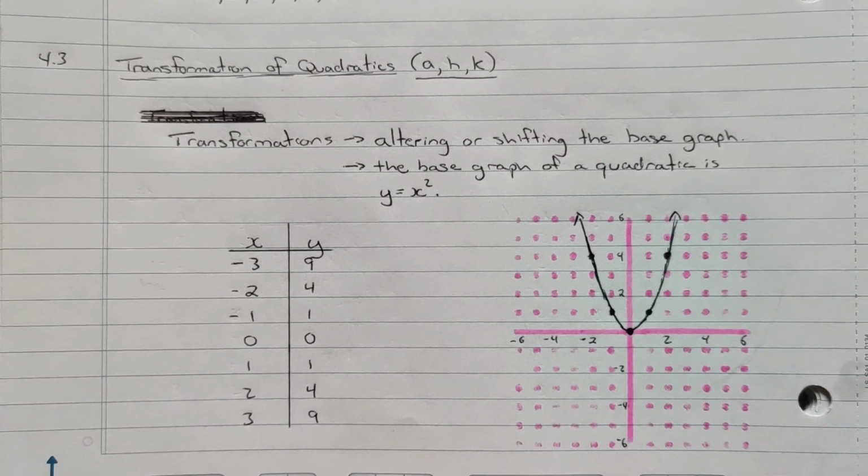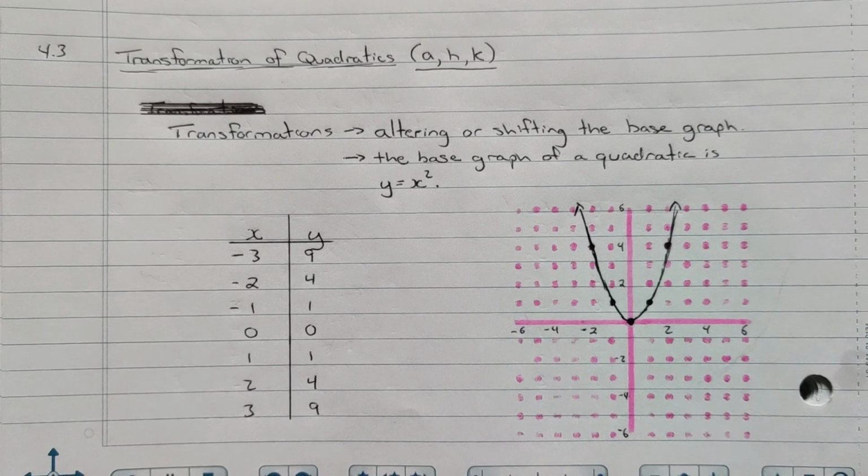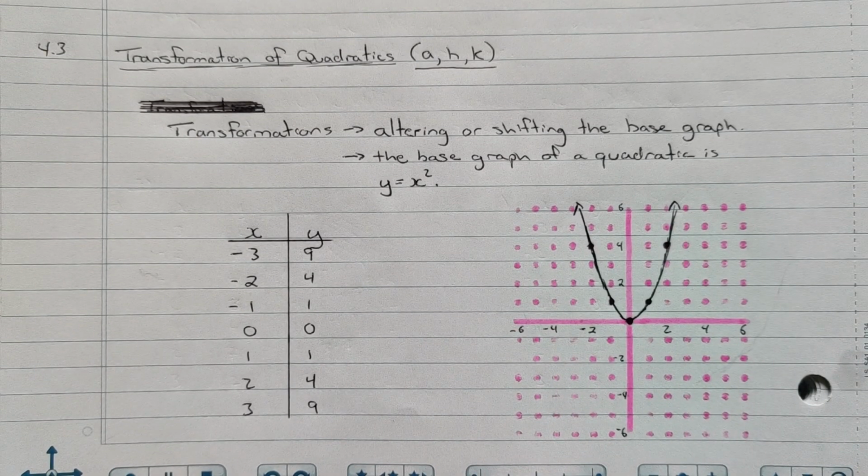So in this video, we're going to take a look at transformations of the quadratic relations that we've been looking at. We're going to look at those letters H and K that I mentioned earlier and how they affect the graph. When we're talking about transformations, we're talking about altering or shifting the base graph. In the case of a quadratic, that base graph is the x squared.